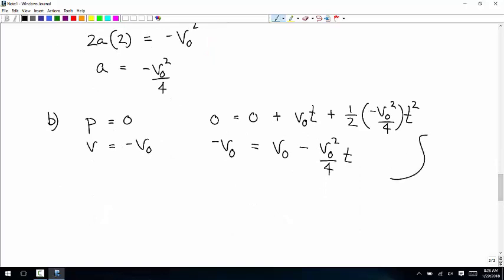And either one of these gives you that t is equal to v0 over 8. Yes. I mean 8 over v0, that's what I meant. I thought I was solving for 1 over t. I wasn't.